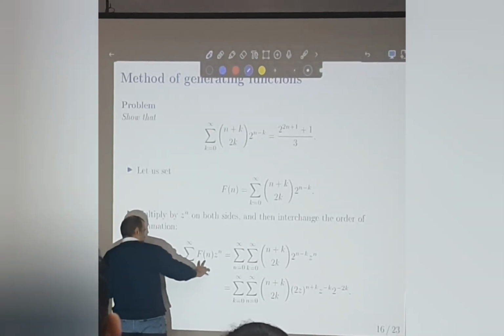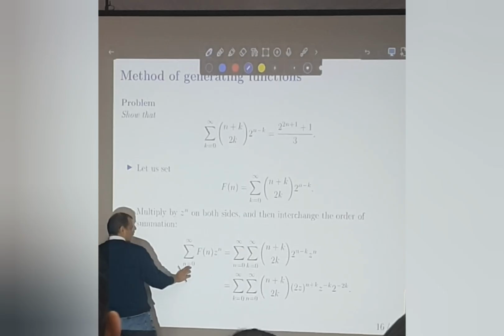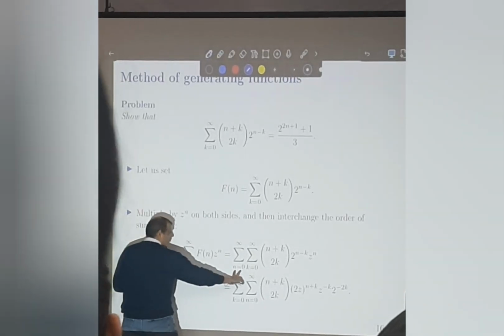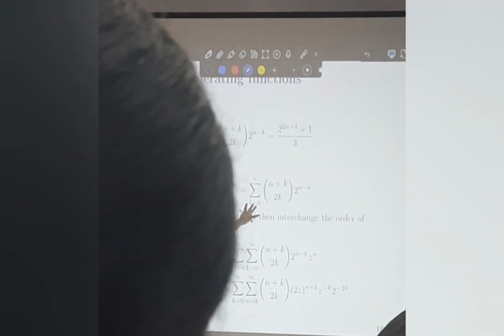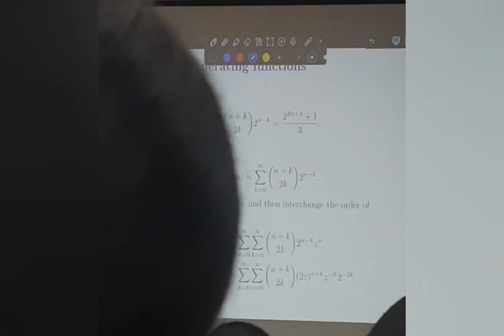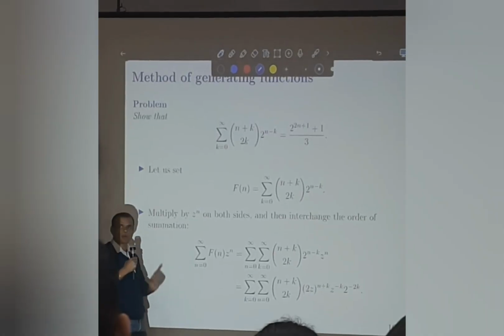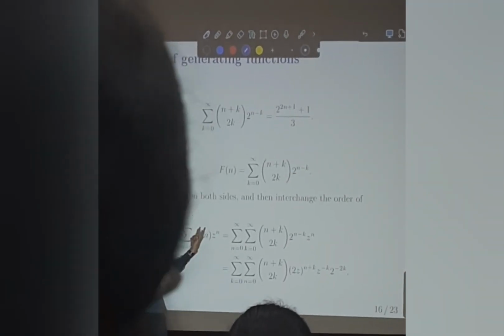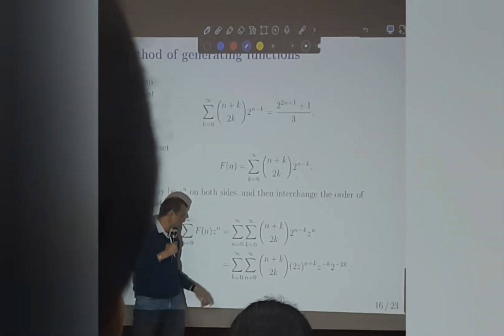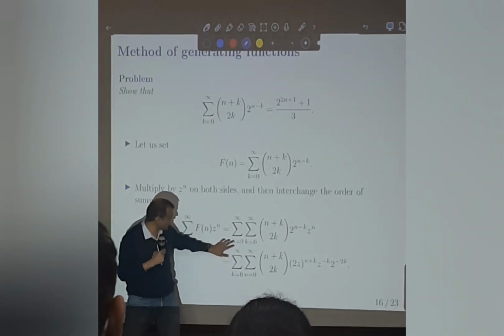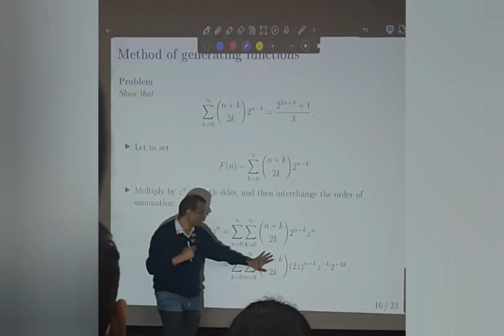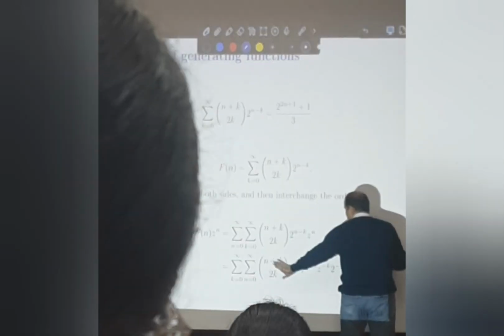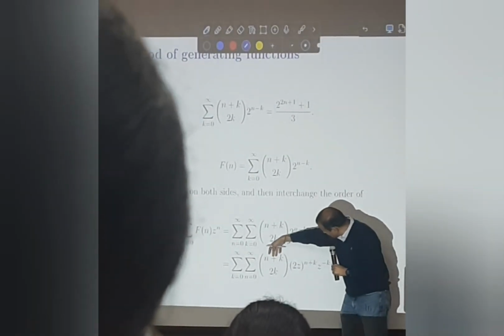Let's consider f of n multiplied with z to the n, summation n equals 0 to infinity. This f of n already came with a sum over k, k equals 0 to infinity of this term. But now you see this is one of the points that I wanted to emphasize. You're going to interchange the order of summation. So I have k equals 0 to infinity, n equals 0 to infinity, and now I have this whole quantity over here. So I have this n plus k choose 2k.